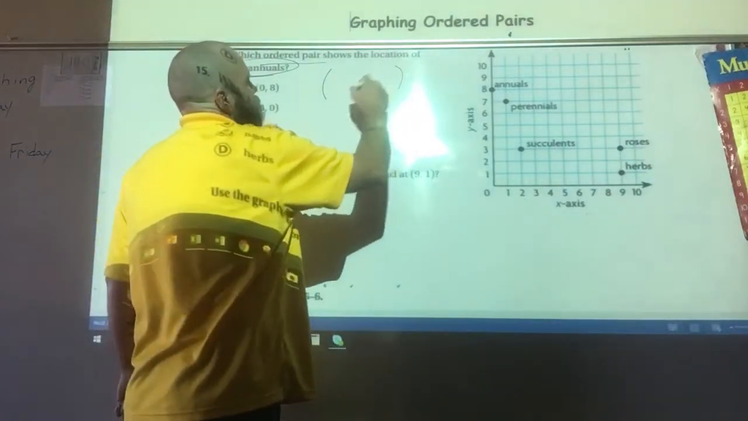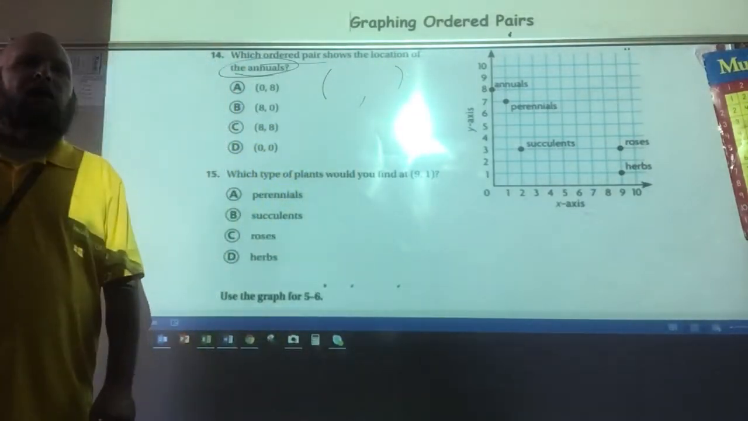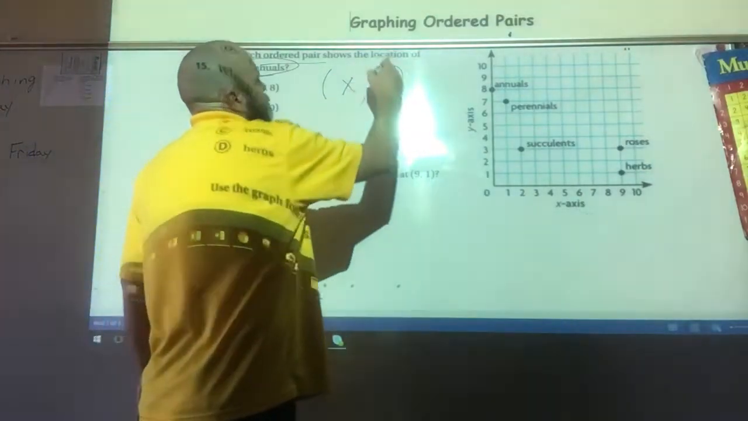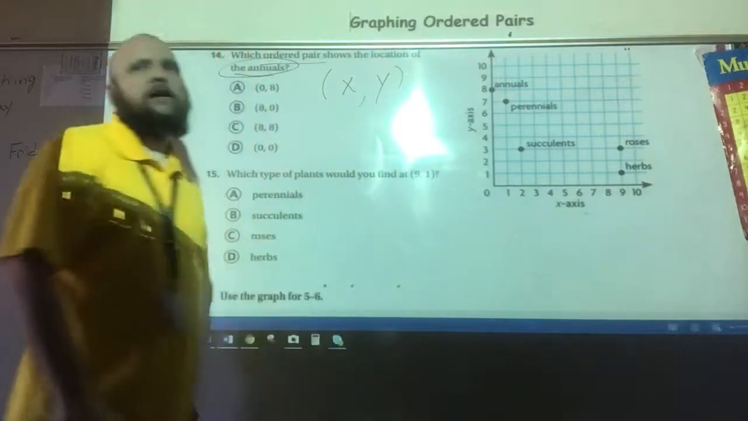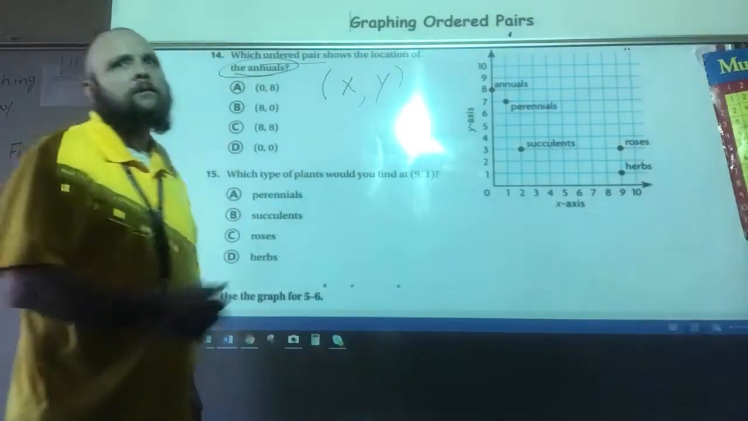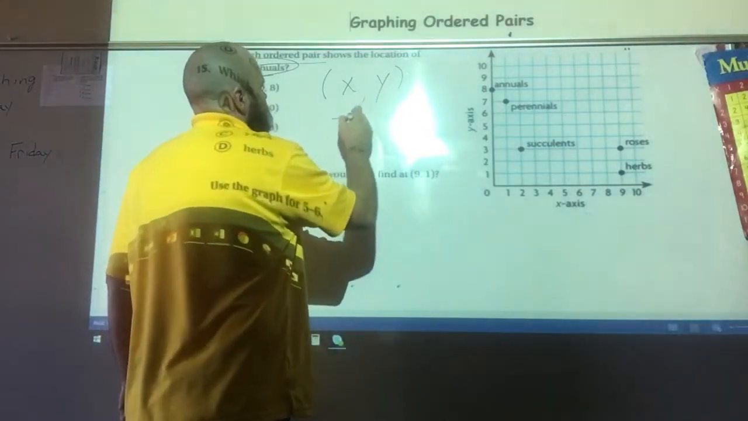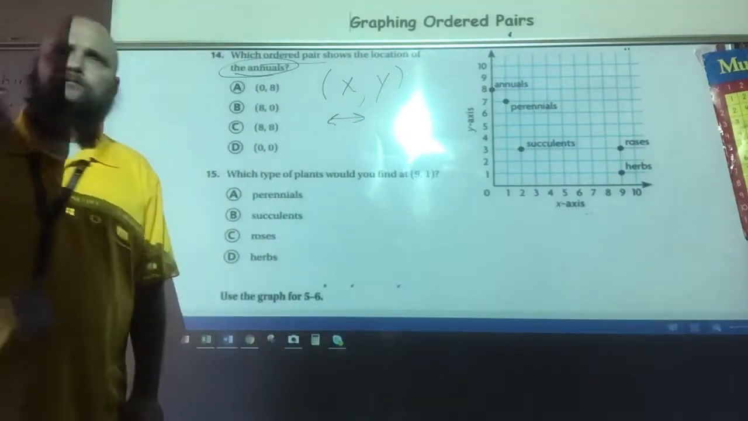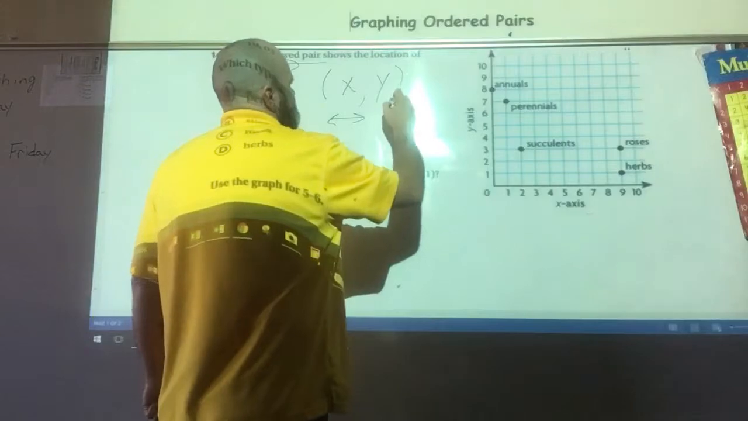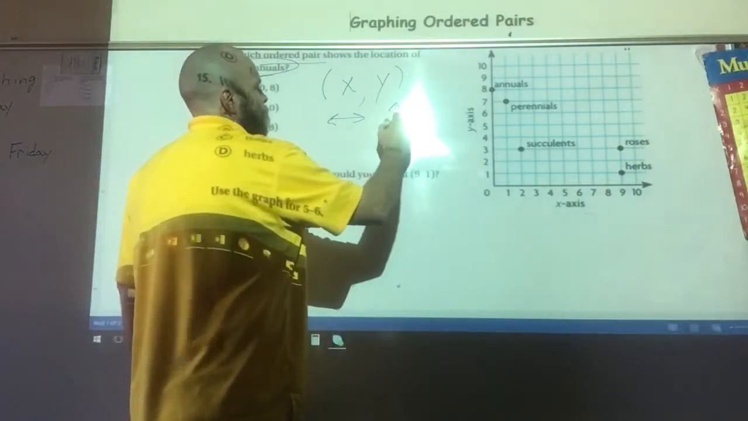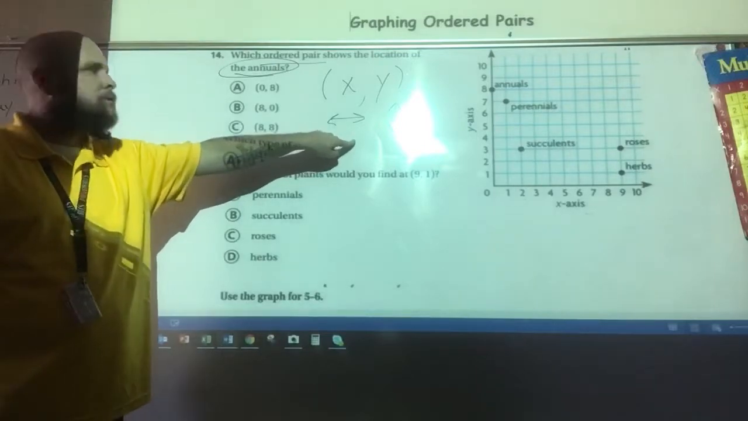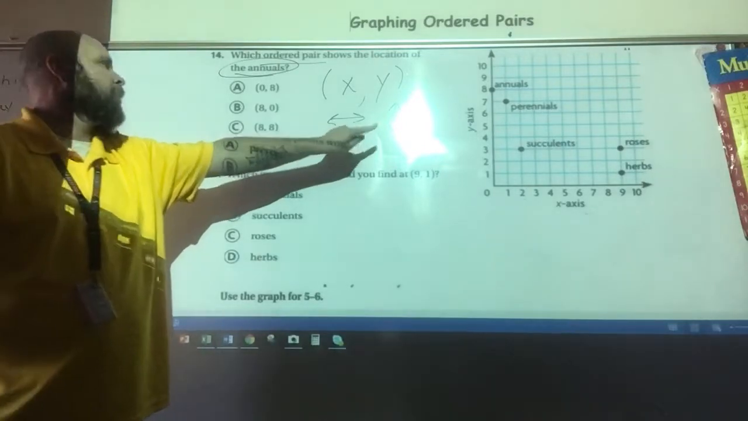When we do ordered pairs, what axis is first? Cole? X. And then the Y. Which direction does the X run, Cole? Side. Horizontal. And which direction does the Y run, Lainey? Up and down, vertical. Okay, so our first number has got to be horizontal. My second number has to be vertical.